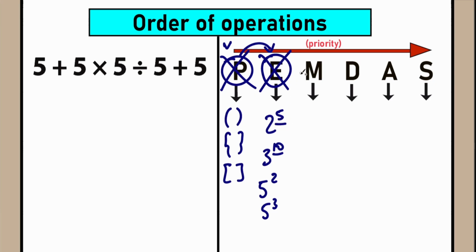What about the next step? The next step is multiplication and division. So after this one, we have multiplication. M stands for multiplication, and D stands for division. So it means that we need to evaluate it. It looks like we need to evaluate multiplication first, because this multiplication comes first from left to right, because the letter M is before D, because we're talking about priority.